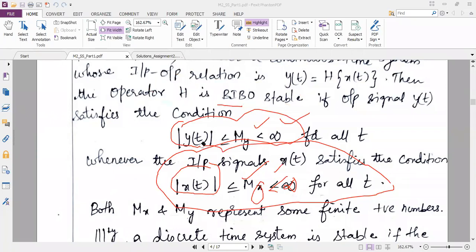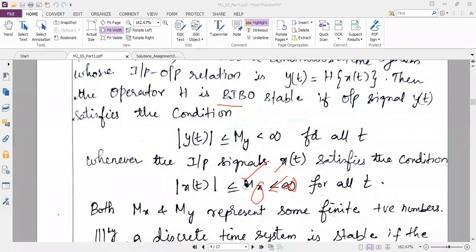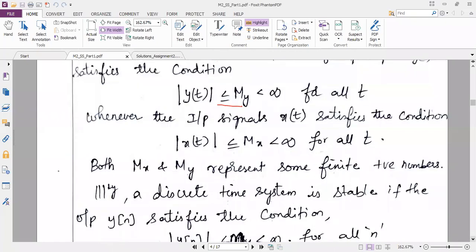So you can write in any way. You can ask me a question, ma'am, what is Mx, My? Mx and My, these are finite numbers. When we solve the problem, we will understand exactly what we will substitute in place of Mx and My. So we will solve the problems for each property.